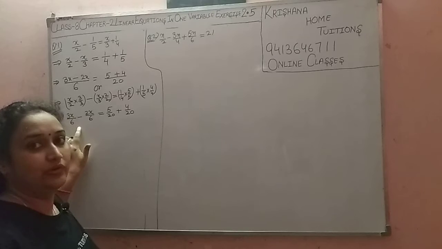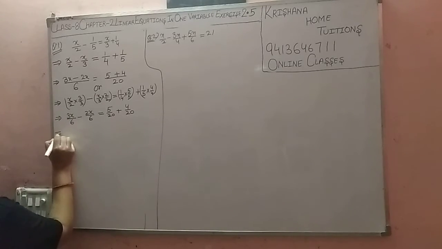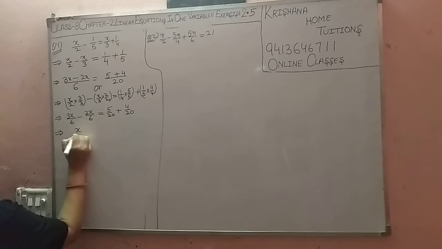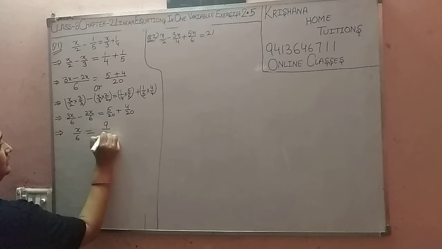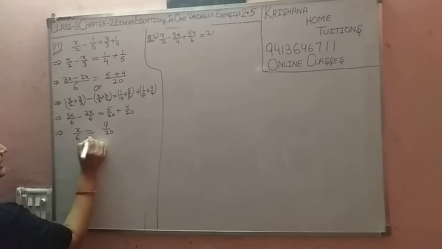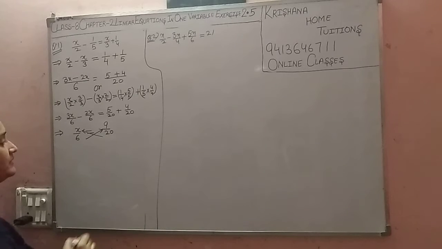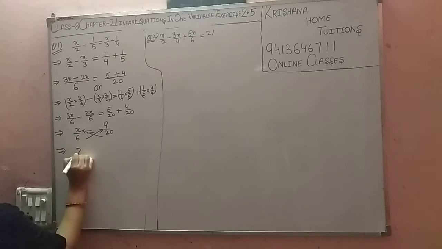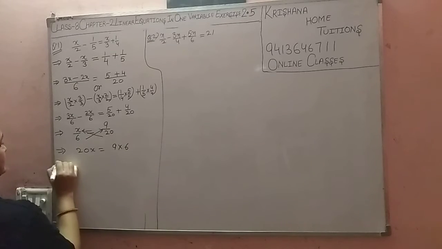The method which you find easy, you can do it by any method. So here the denominators are same. We can subtract it directly. x upon 6 is equals to 9 upon 20. Now we have to do the cross multiplication. 20 will multiply with x and 9 will multiply with 6.